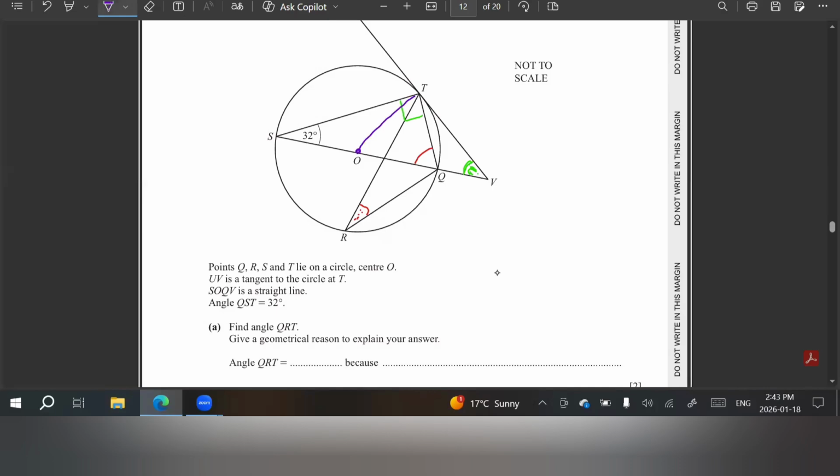The tangent makes a 90-degree angle with the radius. So this angle here will be double of the 32, because the angle at the center is 2 times the angle at the circumference. So this will become 64. And this angle here is 90 degrees. 64 plus 90 plus this angle will equal 180 because they make a triangle.